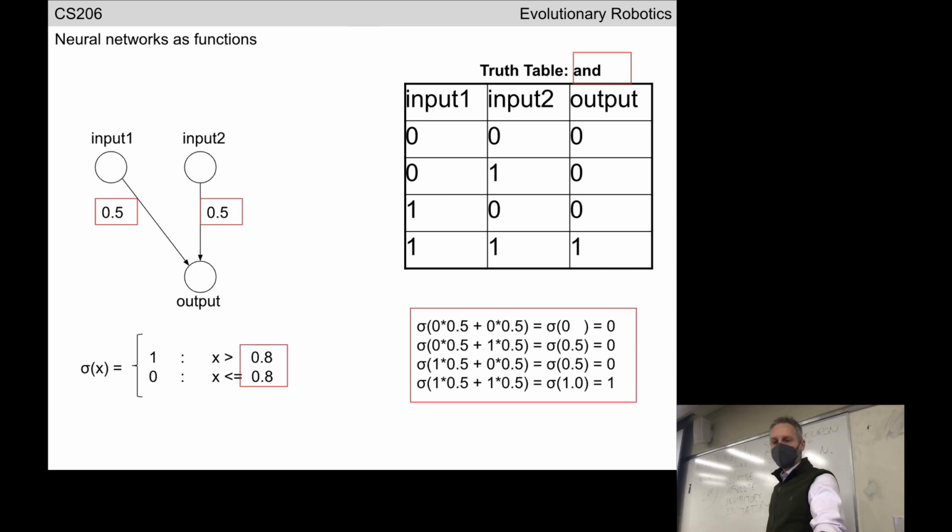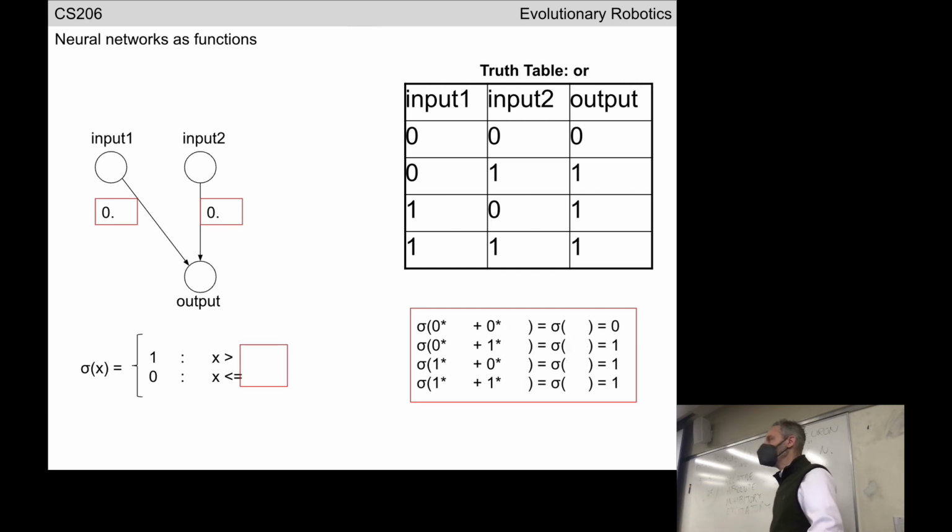Okay, that's AND. You'll see my solution here pretty close to our solution. What about the OR function? Let's play the same game. What two synaptic weights plus an activation function applied to this same neural architecture will now cause this neural network to embody the OR function?